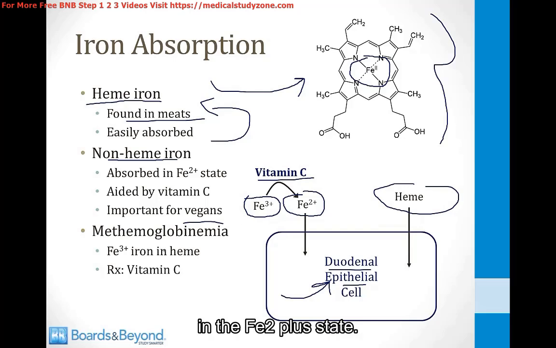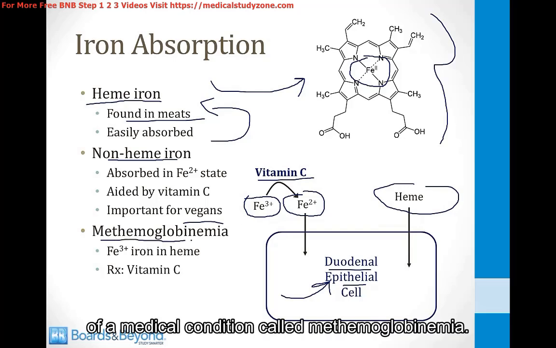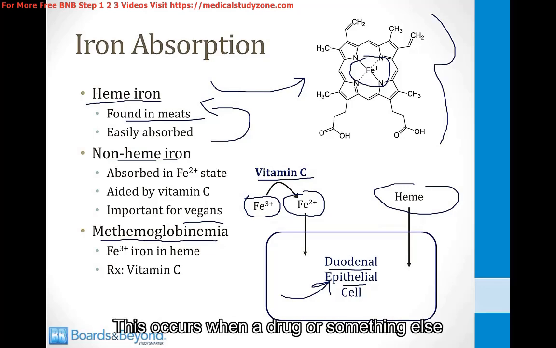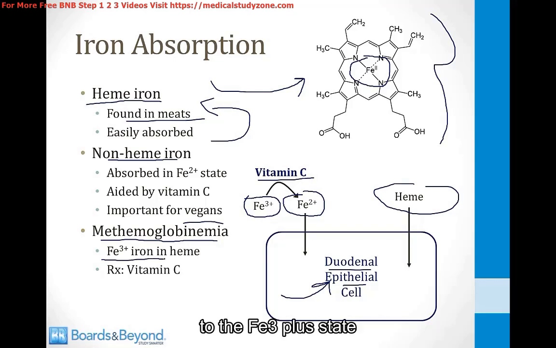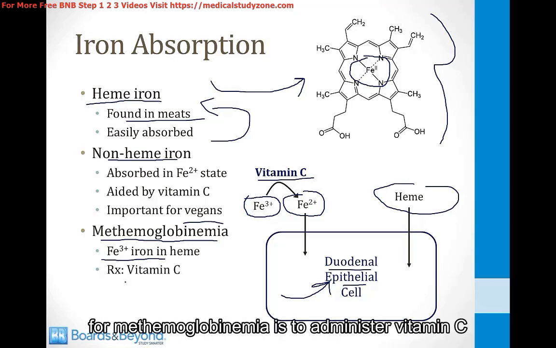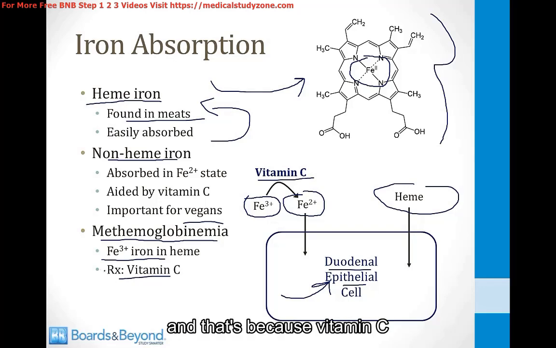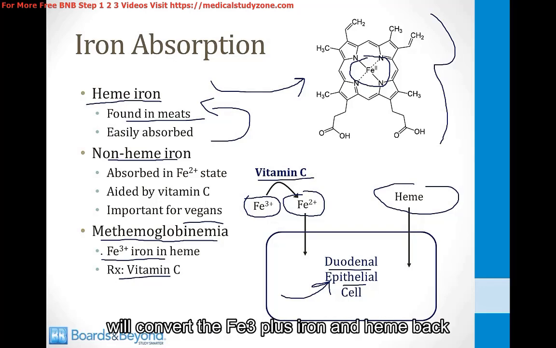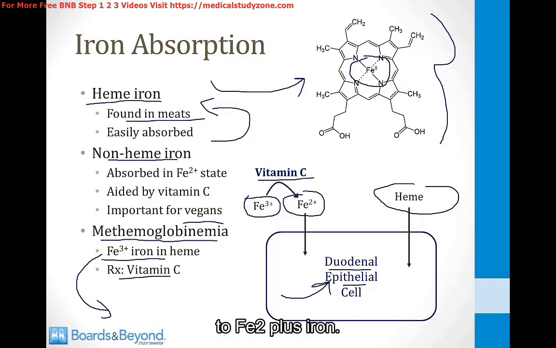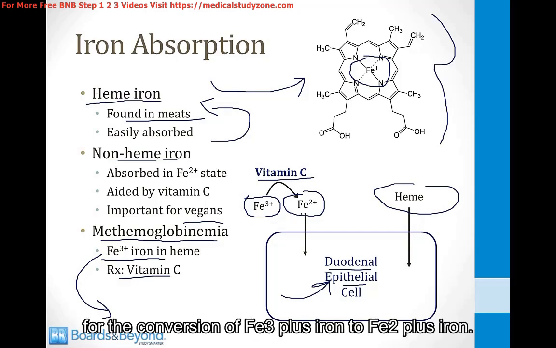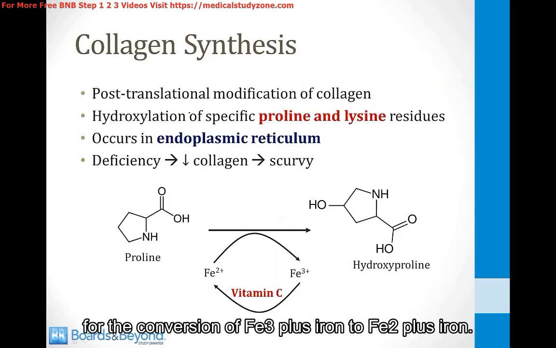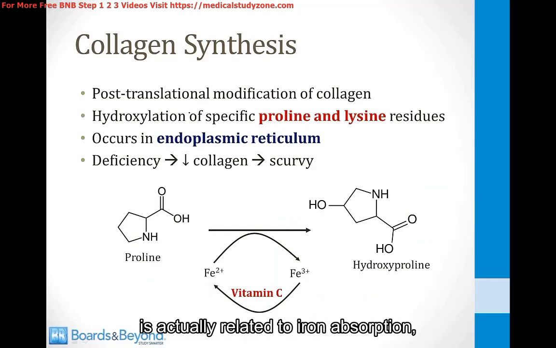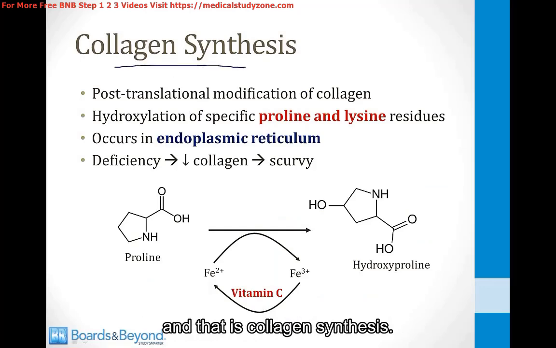state. You may know of a medical condition called methemoglobinemia. This occurs when a drug or something else converts much of the iron in heme to the Fe3+ state, and it can be life-threatening and dangerous. And one of the treatments for methemoglobinemia is to administer vitamin C, and that's because vitamin C will convert the Fe3+ iron in heme back into Fe2+ iron. So it's very useful to remember that vitamin C is important for the conversion of Fe3+ iron to Fe2+ iron. The second role of vitamin C is actually related to iron absorption, and that is collagen synthesis.